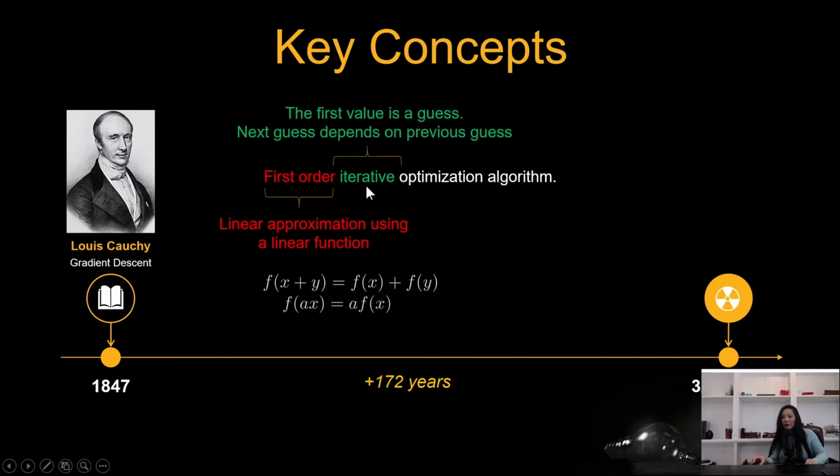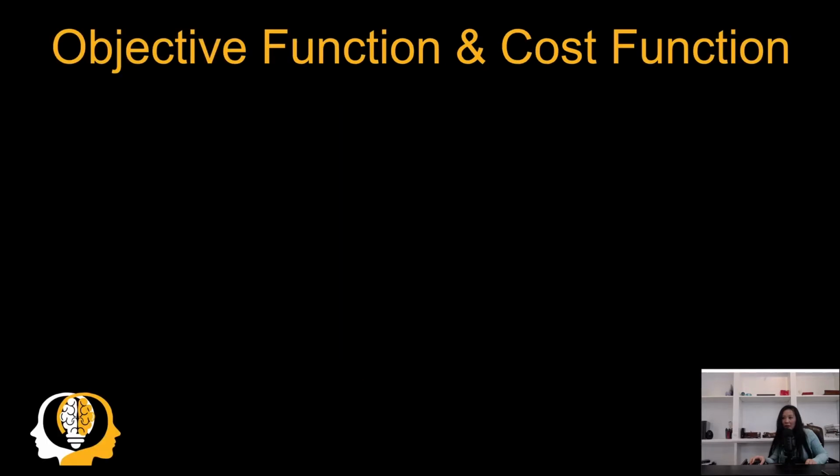Iterative is a step-by-step algorithm, starting with the first value, which is a guess. So the first guess is going to lead to the second guess, which leads to the next guess. An optimization algorithm means we're going to optimize something, make something as best as possible.